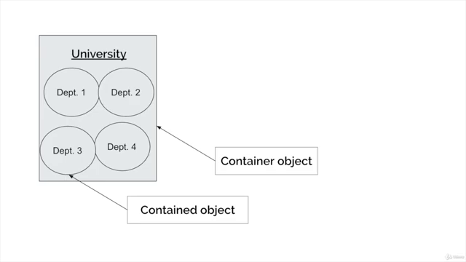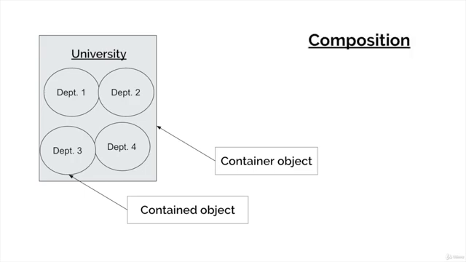Now, a department cannot exist without a university. If the university is destroyed or shut down, the departments will automatically be shut down. So the university and department are very strongly associated. You can say that without the university, the department cannot exist. This type of strong association is known as composition.